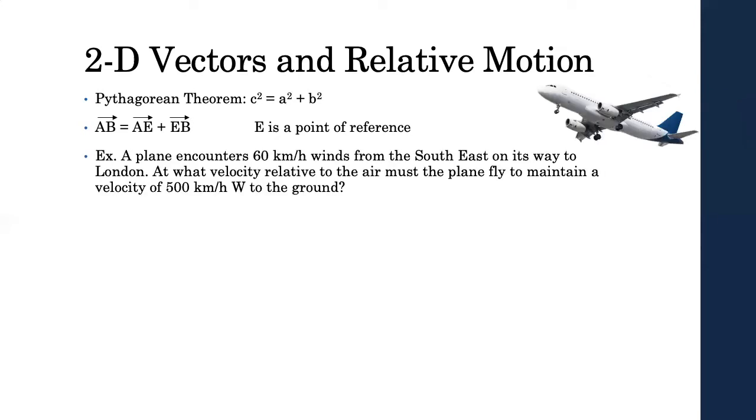So here's a plane question for you. There's a good chance you'll have something similar to this on your exam. They tend to love these ones to describe vectors. So here is the example. A plane encounters 60-kilometer-an-hour winds from the southeast on its way to London. At what velocity relative to the air must the plane fly to maintain a velocity of 500 kilometers an hour west to the ground? And wind's coming from the southeast, which way is it going?